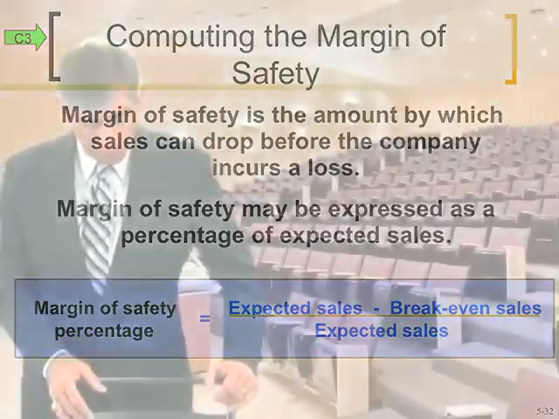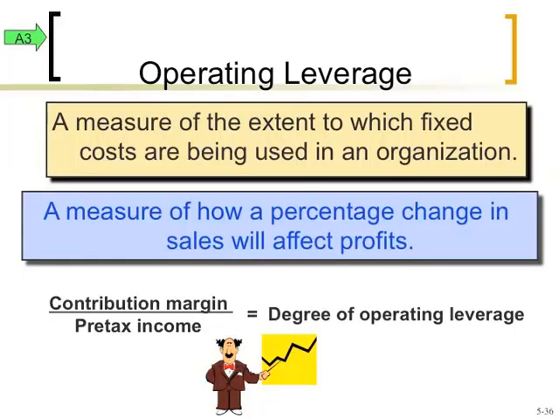And then finally, we look at the operating leverage on slide 36. In slide 36, we see that our contribution margin divided by our pre-tax income gives us the operating leverage, which is a measure of how a percentage change in sales will affect our profitability.